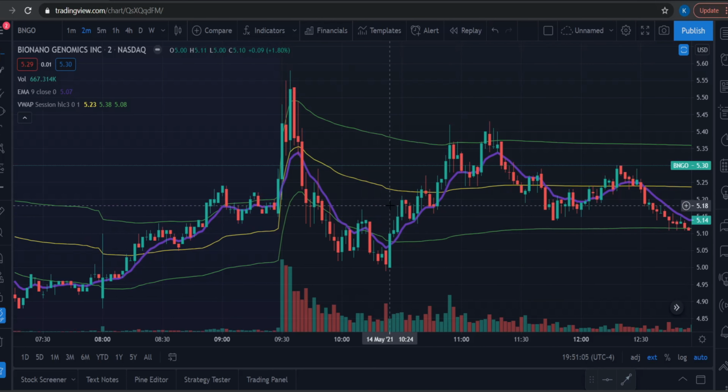Once it works above the purple line, we're looking for a candle to close above the purple line. As you can see here, this one shot above, but we had a doji candle here, a hammer candle here, and resistance. So we didn't see any solid price action here, not anything to really start buying into. Then it fell back down here.